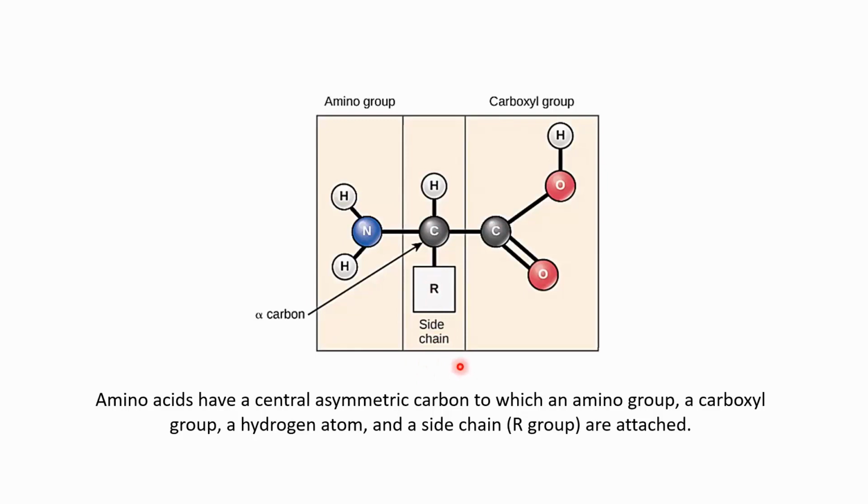This side chain may vary, and based on what group is present as a side chain, the amino acid acquires a particular property. So an amino acid has a central asymmetric carbon to which an amino group, a carboxyl group, a hydrogen atom, and a side chain group are attached. And this central carbon is known as the alpha carbon atom. And the properties of the amino acids are based on the side chain group which is attached to the alpha carbon atom.